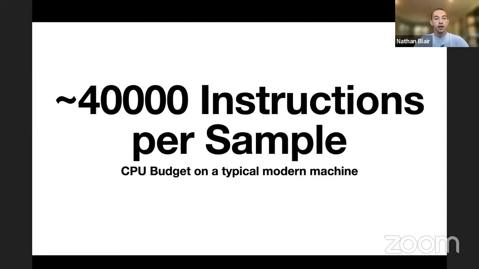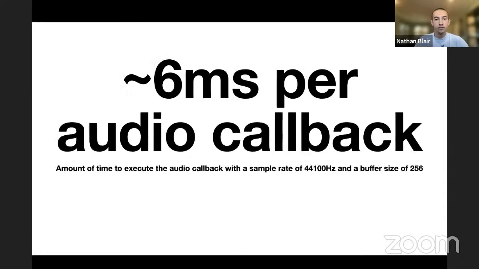And memory lookups can take up 100 instructions if you get a bad cache hit. So definitely not that many instructions per sample at all. You do have to make these programs really efficient. And to put that into more human terms, it's about 6 milliseconds per audio callback.